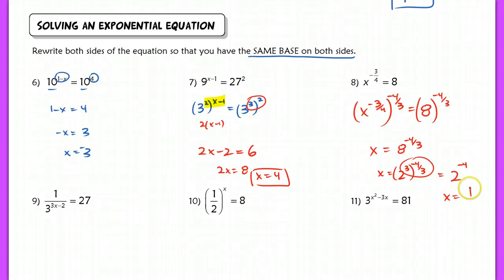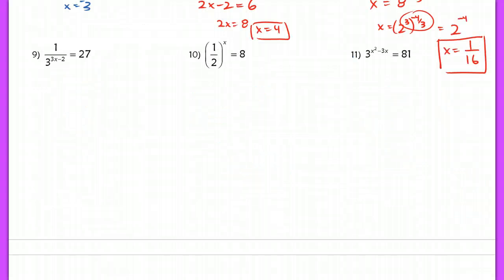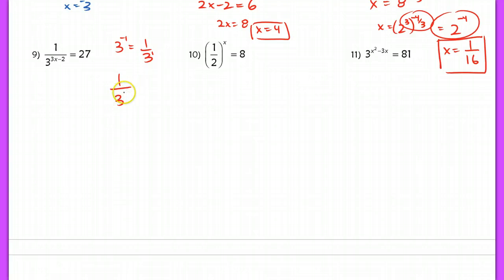So x equals 1/16. 2 to the -4th is 1/16. In problem number 9, remember that 3 to the -1st power, which is kind of what we just talked about over here with 2 to the -4th, is equal to 1/3, right? 1 over 3 to the 1st power. And vice versa, if you have 1 over 3 to the 2nd power, that's equal to 3 to the -2nd power, okay? So those are equivalent.